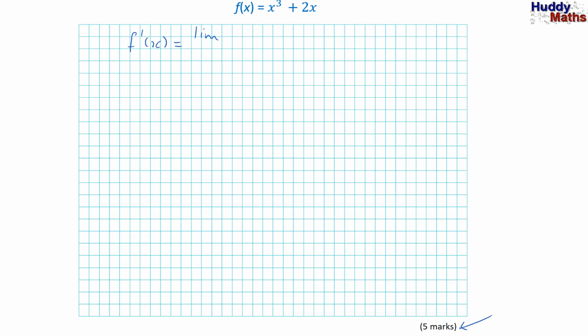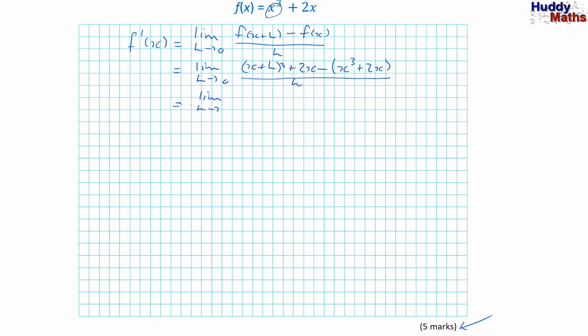Limit as h tends to 0 of f of x plus h, take f of x, on h. So this is a limit as h tends to 0. Now let's put x plus h in place of x up here. So I've got to cube it, plus 2x, take away, watch it now, all of this, f of x, okay, all over h. Let's have a look.